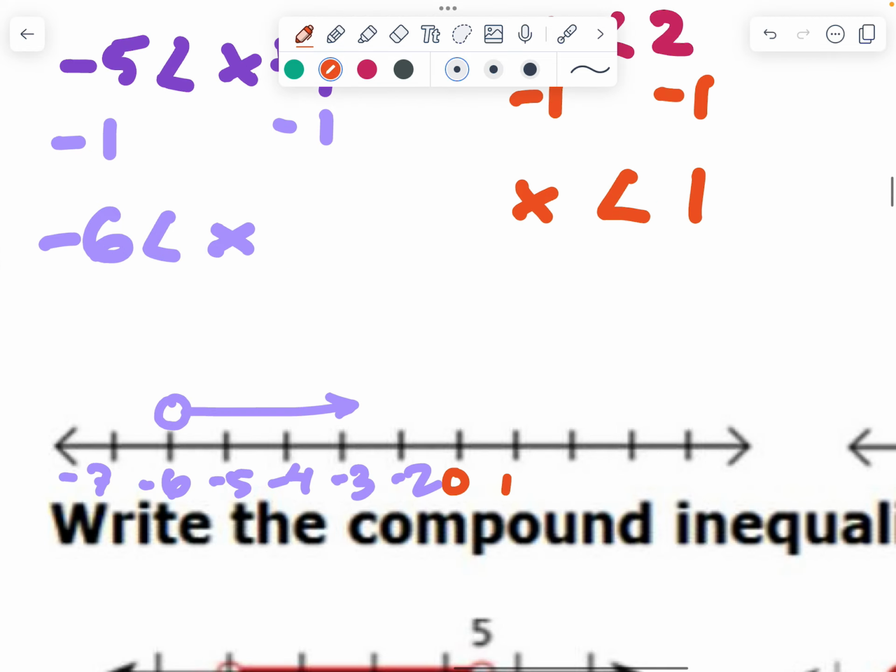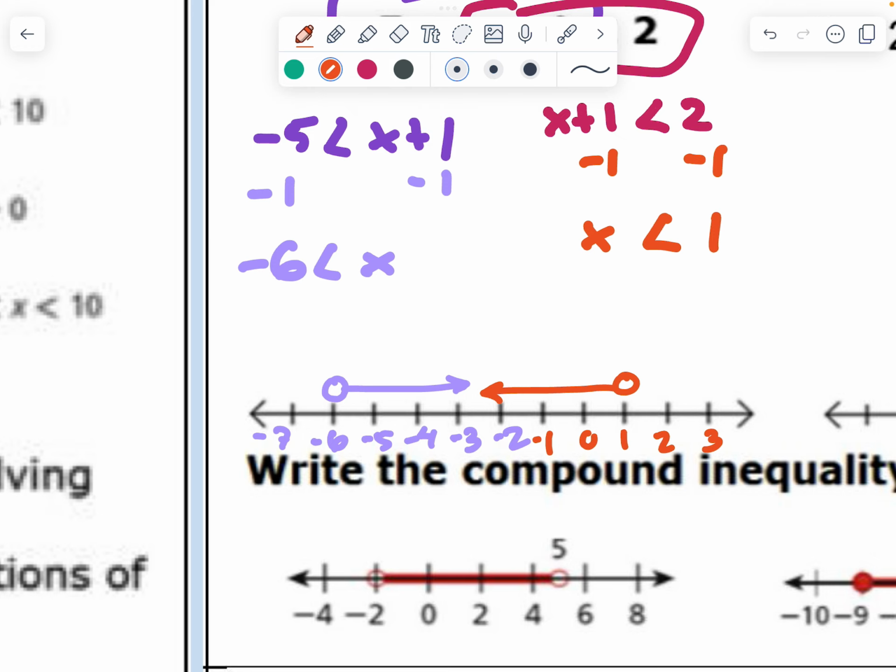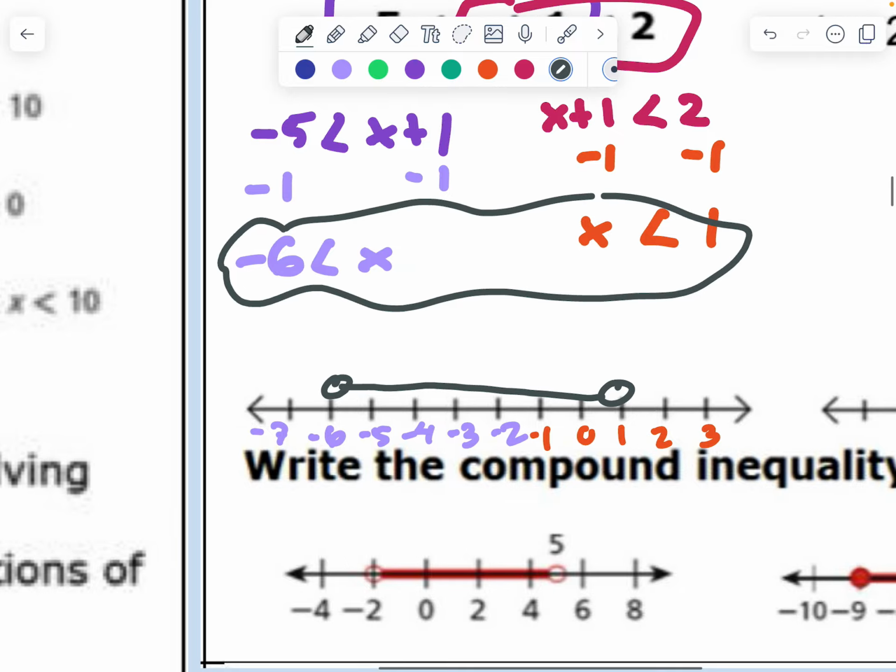If I were to plot this on the same number line, open circle, going to the left, all the numbers less than 1. And I've got these two inequalities that are coming down to crash into each other. So it'd be better if I simplified it and just wrote one segment from negative 6 to positive 1. Both open circles there. My final inequality would be sticking these two together. I would say, hey, x has to be greater than negative 6, and at the same time, x is less than 1.